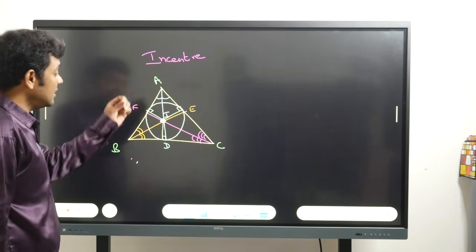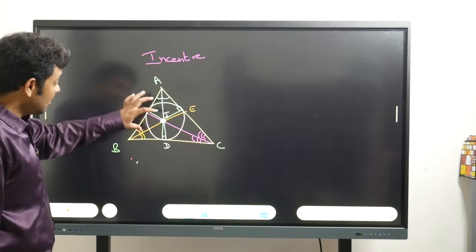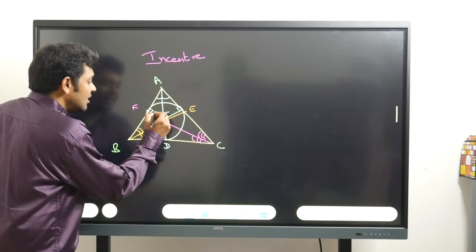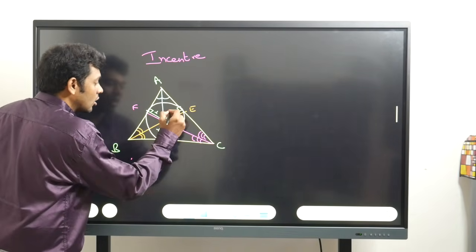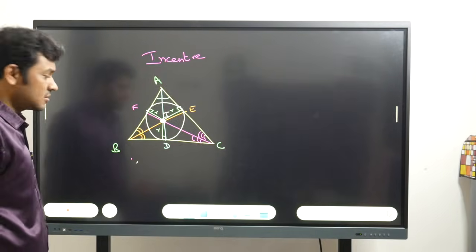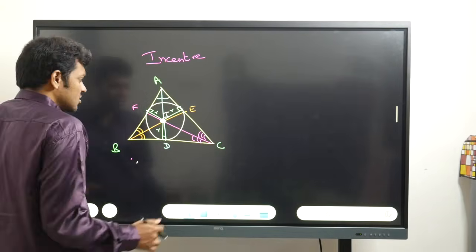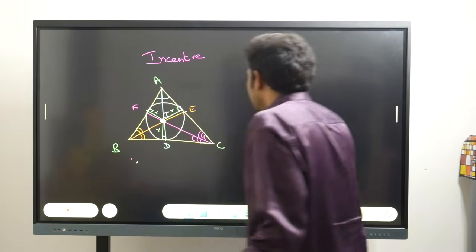So this circle is the incircle and this is the inradius. The point of intersection of the angle bisectors is the incenter. With the incenter I can draw a circle. Generally this inradius is denoted by small r. You should know this notation. Now, just an extension of this, what kind of questions you can expect. So let's take this triangle.